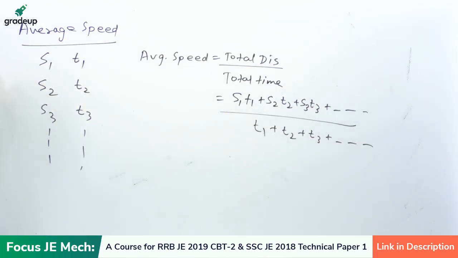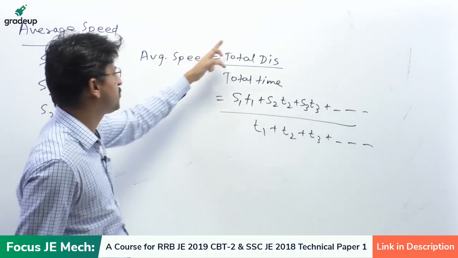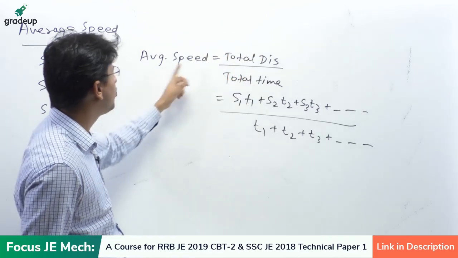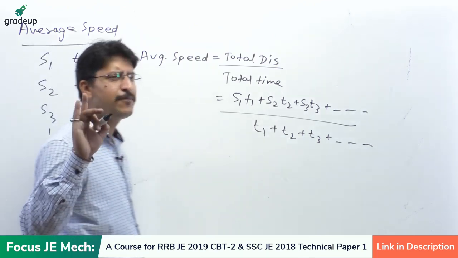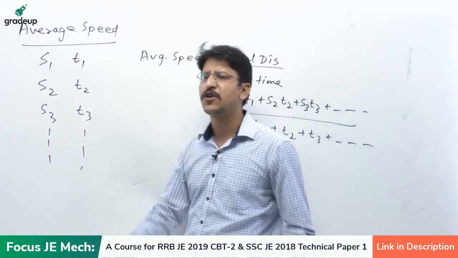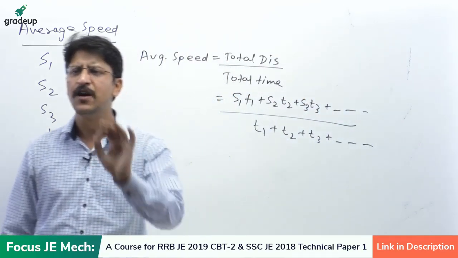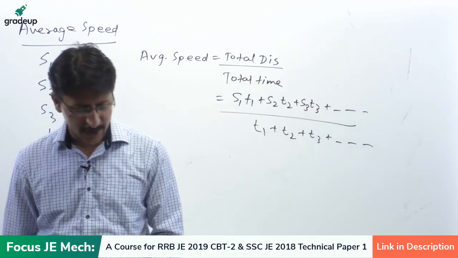And similarly, if you just change this speed into velocity, you will get total displacement over total time. That will be your average velocity. Clear? Yes or no? And please remember, distance can be positive only, whereas displacement can be positive and negative, because displacement is a vector quantity which has both magnitude as well as direction. Clear everyone?